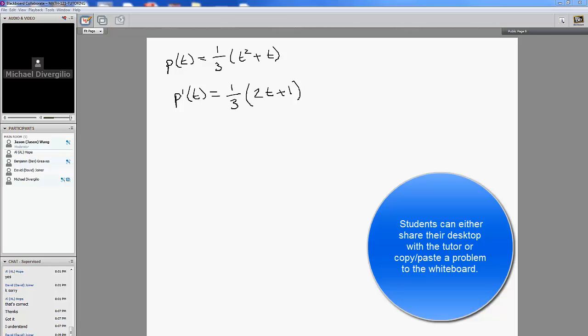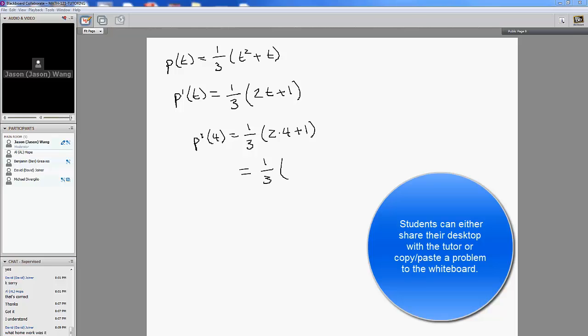Okay. And then it's asking you to find that instantaneous rate of change at t equals 4. So we're plugging in 4 for this function. When we do that, we get 1/3, and then 2 times 4 is 8, plus 1 gives us 9, which gives us 3% per day.